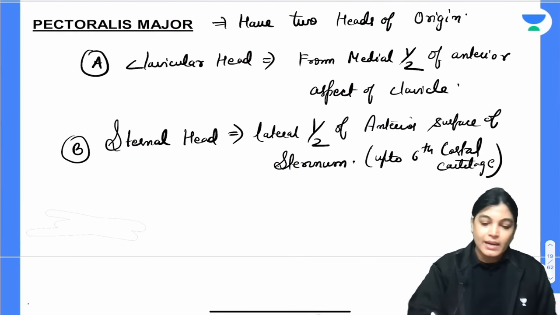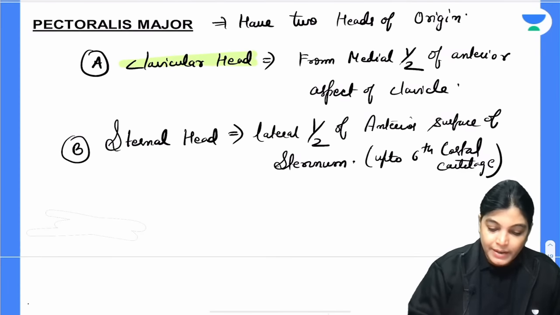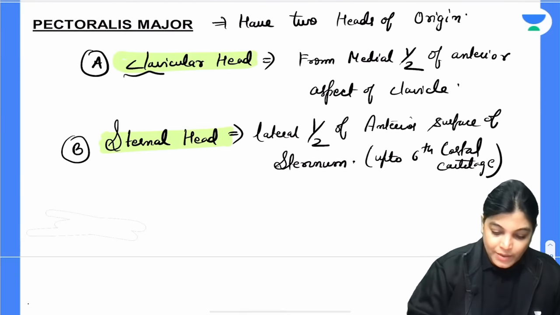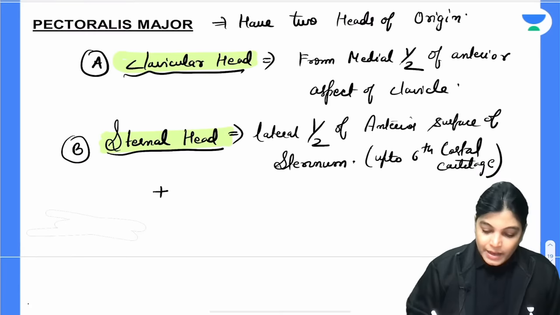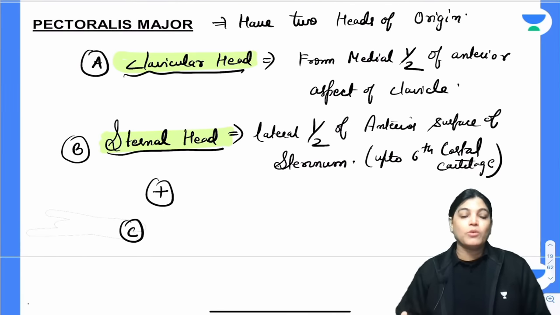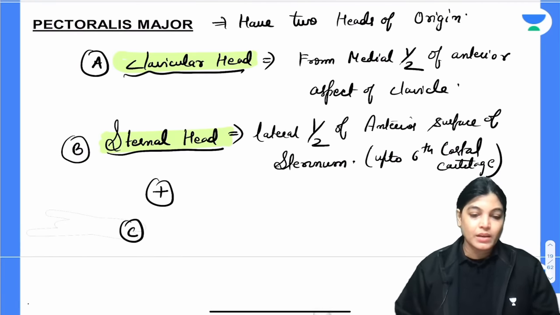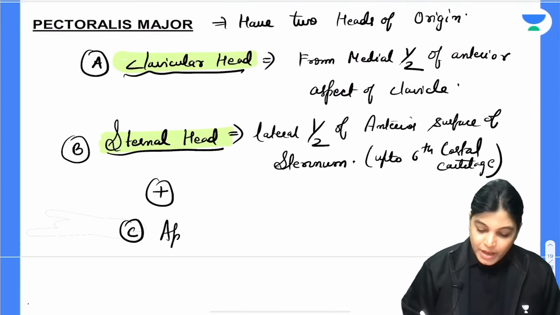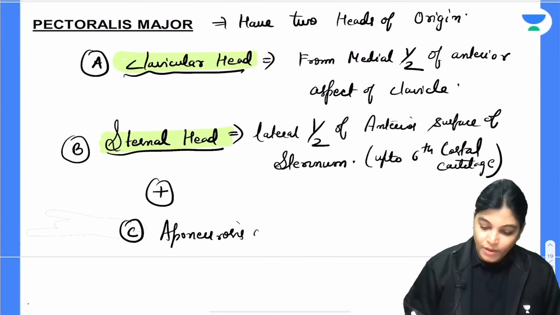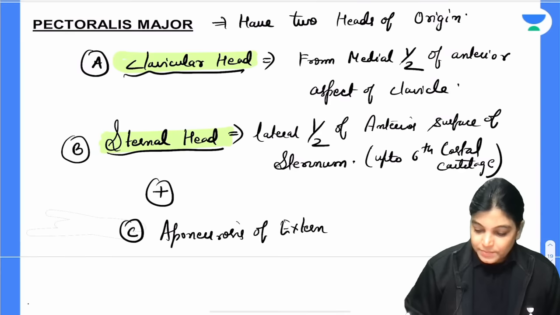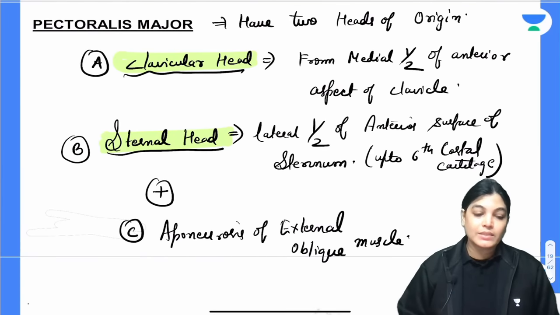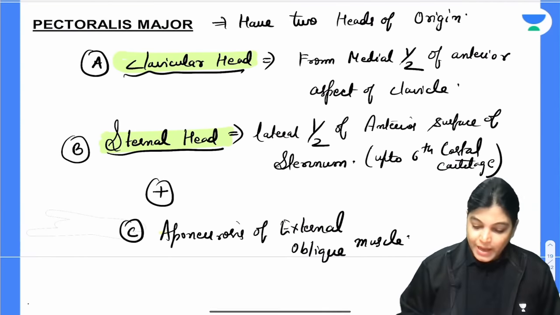So basically, these are the two major origins of the pectoralis major muscle, the clavicular head and the sternal head. Other than that, I would also like to add one more point about the origin. It also takes origin from the aponeurosis of external oblique muscle. So got it? These are the three origin points of the pectoralis major muscle.